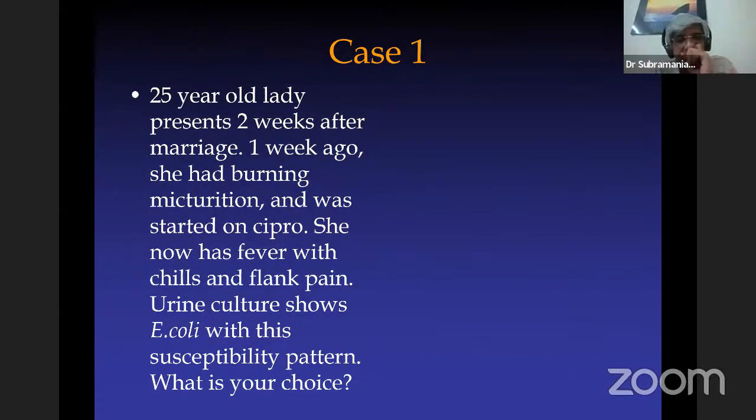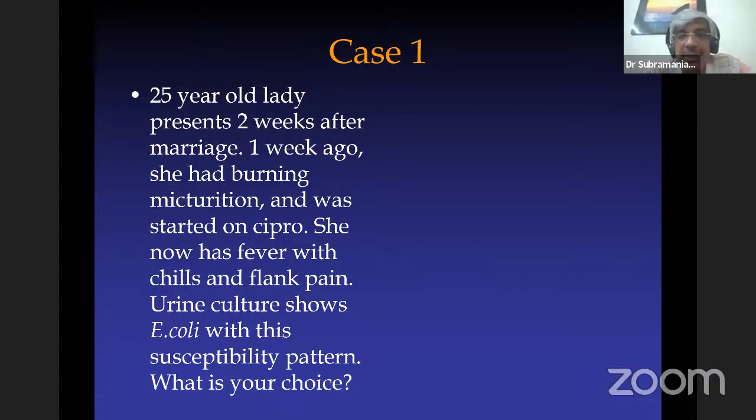So let's look at some cases. This is a real-life patient that I faced a couple of years ago. A 25-year-old lady who presents a week after marriage, in June, with burning micturition to her primary physician. She was diagnosed with honeymoon cystitis and was started on ciprofloxacin. She now comes to the ER on ciprofloxacin with high-grade fever, rigors, chills, and flank pain.